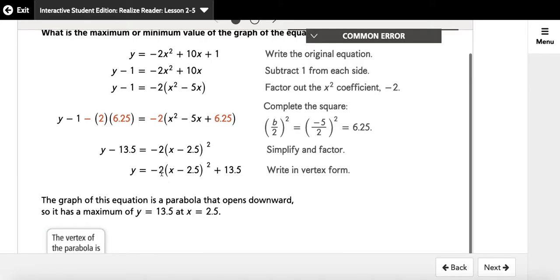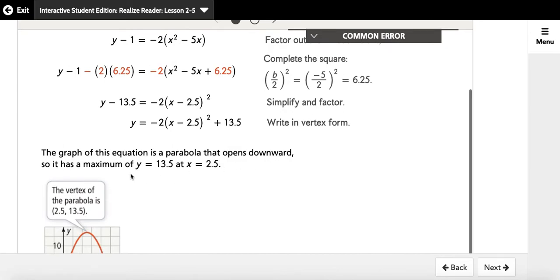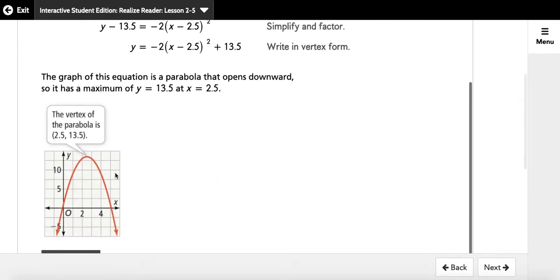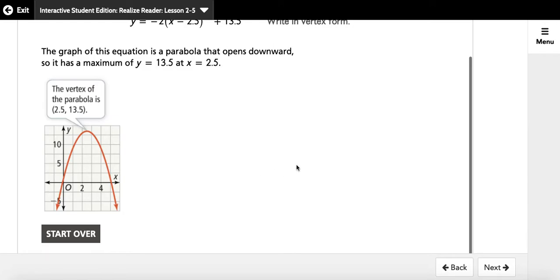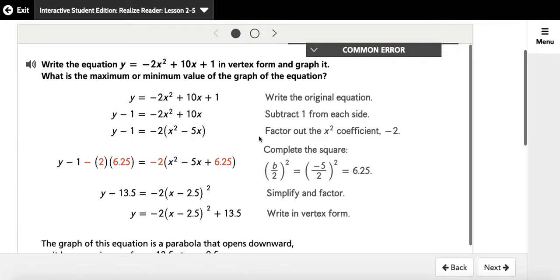Negative 2 is the value for a. 2.5 is the value for h. 13.5 is the value for k. So we know it has a vertex at 2.5, 13.5. It's a negative 2 for a, so we know it opens downward. It has a maximum of y equals 13.5 because it opens downward, and that happens at x equals 2.5. And then you can sketch it knowing those parts. So right in here was key to get to this spot so we could do completing the square.